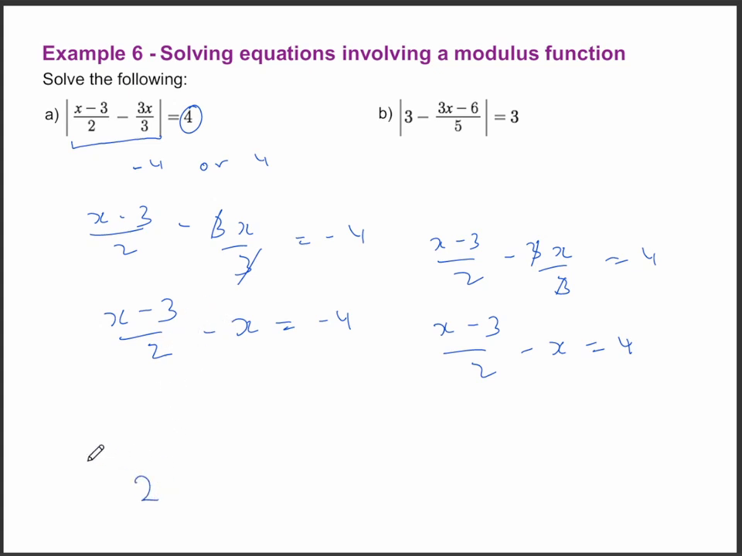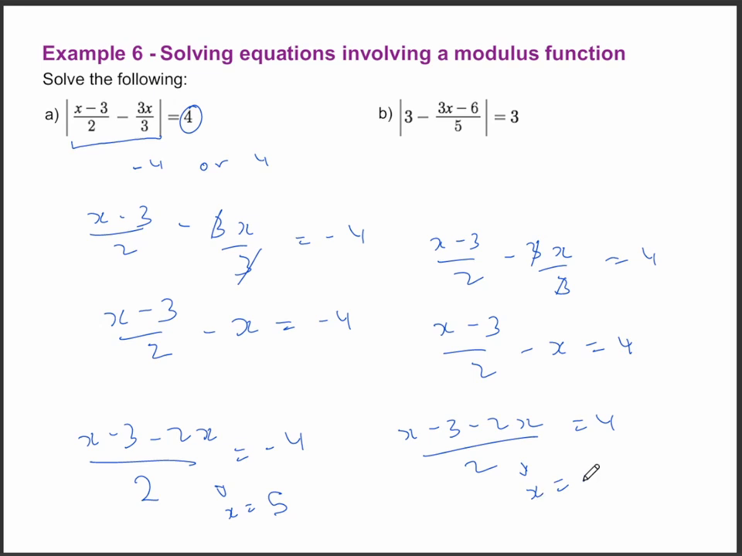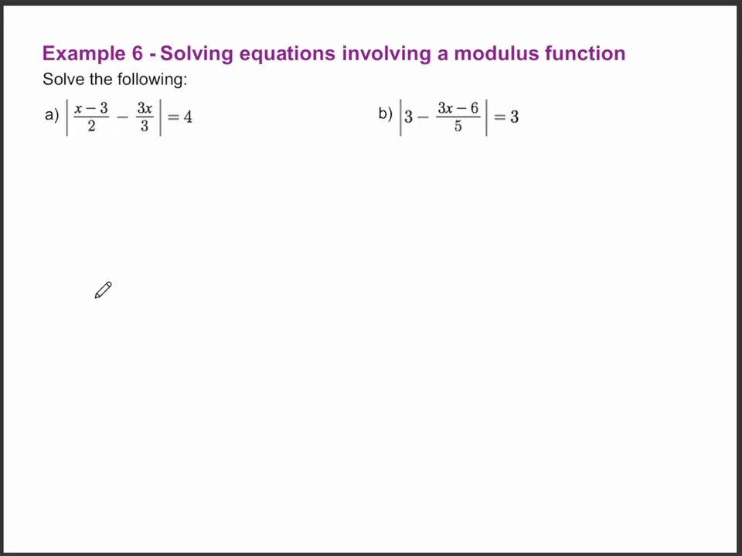Then if you want to solve this, remember, you just put it into one fraction. So divide by 2, we get x minus 3 minus 2x equals -4. And again, the same thing here, x minus 3 minus 2x over 2 equals +4. With this one, we get that x is equal to 5. And with this one, we get that x is equal to -11. And that's going to be our two values of x for A. For the second one, we can do the exact same thing.